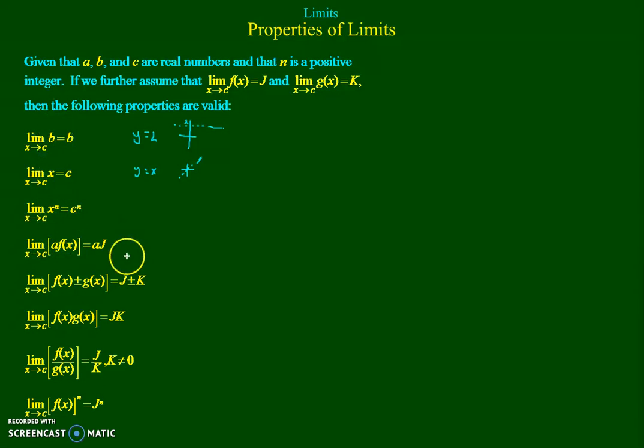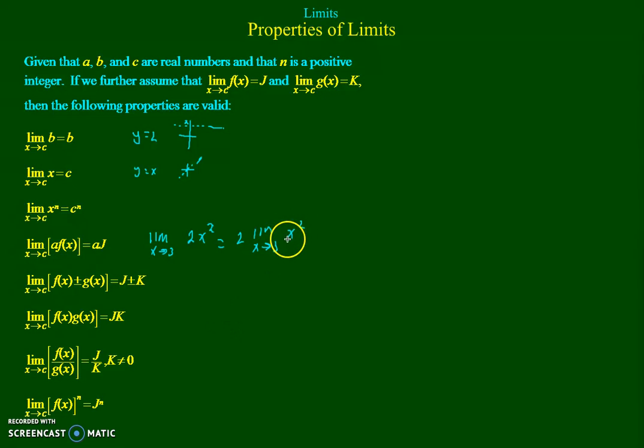Now in this limit, we see that the limit as x approaches c of some constant times the function equals the constant times the limit of the function. In essence, we're pulling the constant out of the function. For example, if we had the limit as x approaches 3 of 2 times x squared, this is the same as 2 times the limit as x approaches 3 of x squared. We just pulled the constant out in front.